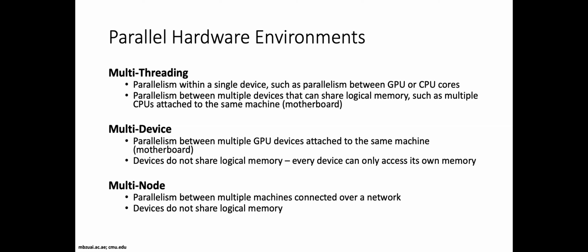Then multi-device parallelism covers the case where multiple GPUs are socketed into the same motherboard, and they do not share a single memory space, but they communicate with each other using the high-speed NVLink connector in the case of NVIDIA hardware. And then there is multi-node parallelism, or what we call distributed parallelism, where we have multiple machines, each with one or more CPUs or GPUs, and the parallelism has to be over the network. And then we start triggering the slow communication between multiple devices. Again, they do not share logical memory.